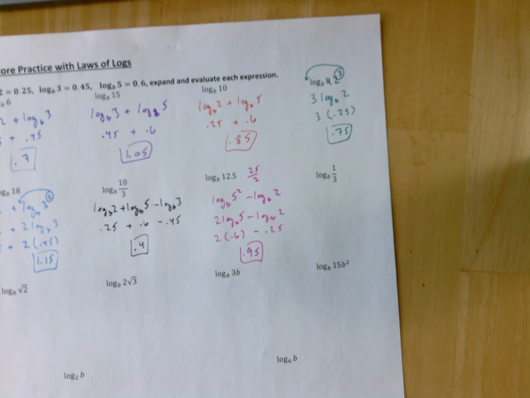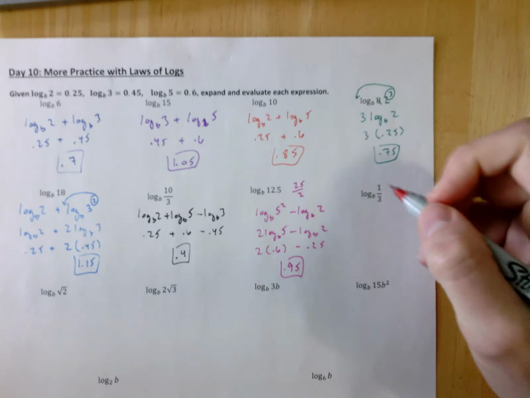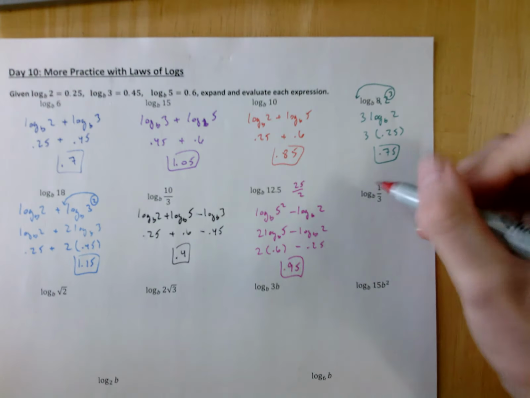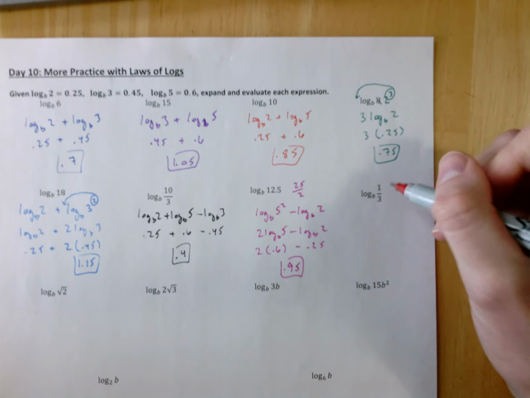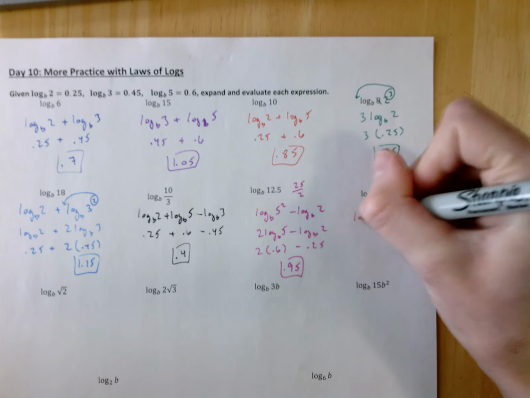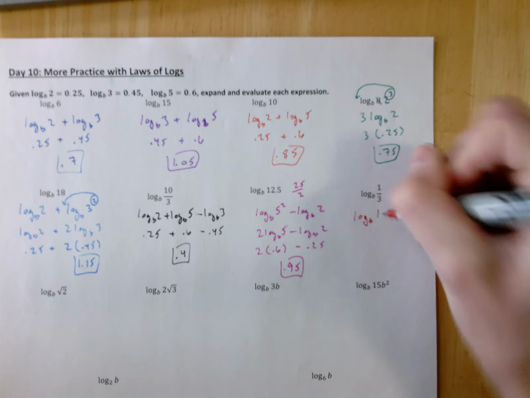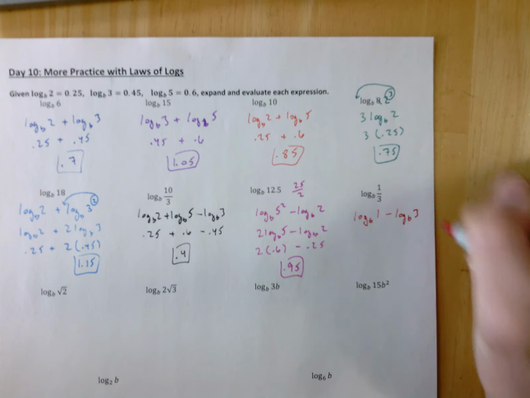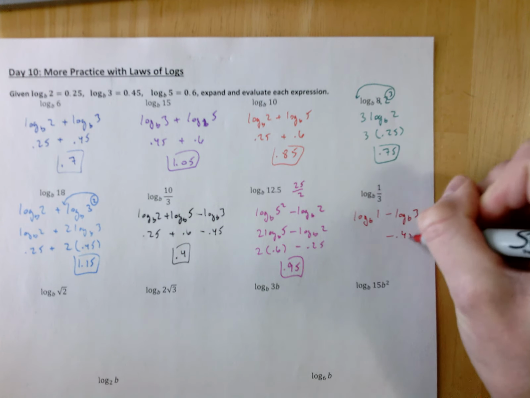All right, this next one, these are the ones that tend to trip people up. So log base b of 1 over 3. So obviously we can use the 3. We have that one. But a lot of times people look at this and they say, oh, but log base b of 1, I don't know what that is. But yeah, you do, right? I can split this into log base b of 1 minus log base b of 3. We know that this is 0.45.